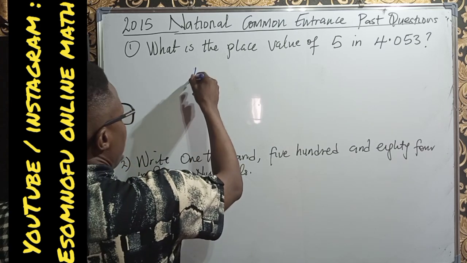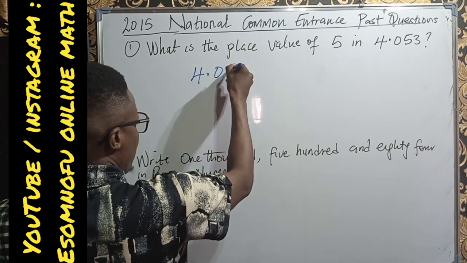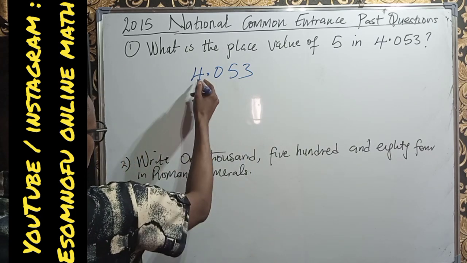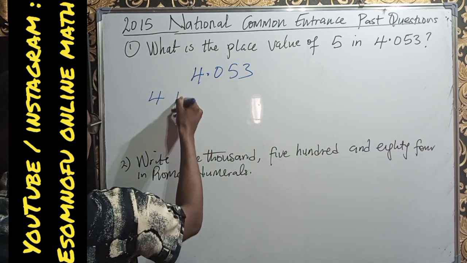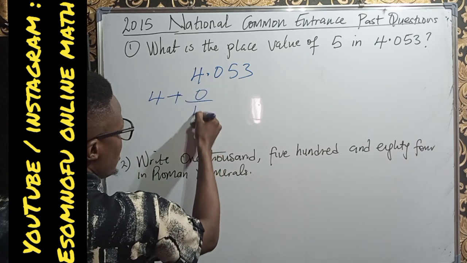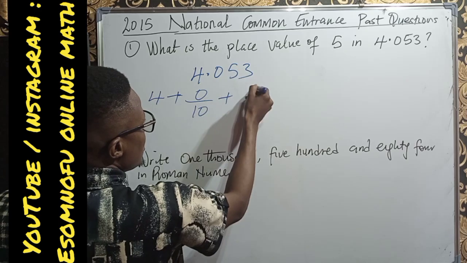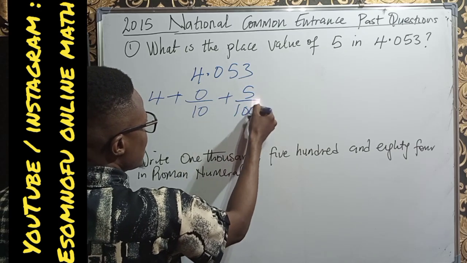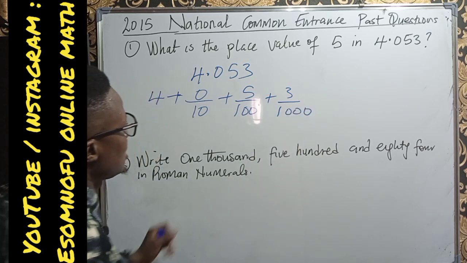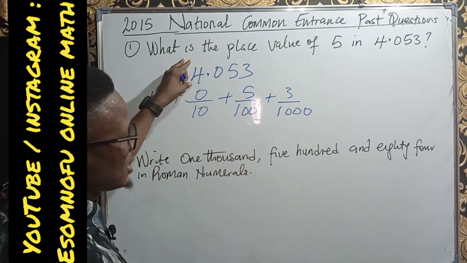You have this number 4.053 and you want to get the place value of 5. The whole number here is 4 plus, this is 0 tenth. This is 500 and this is 3000. In decimals, if you try to add this together, you get this back.